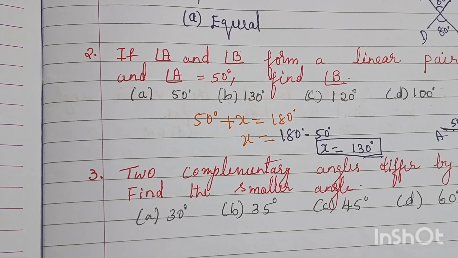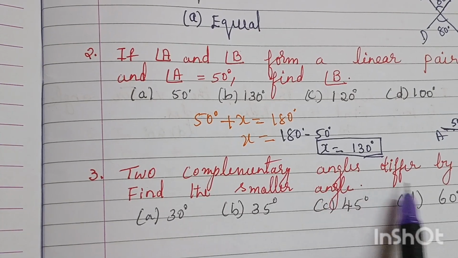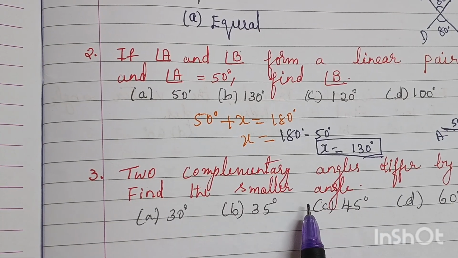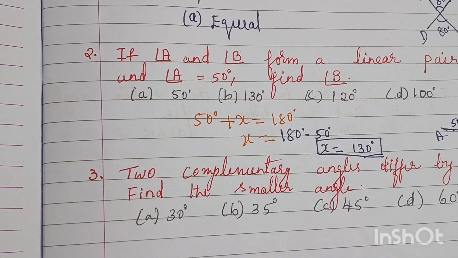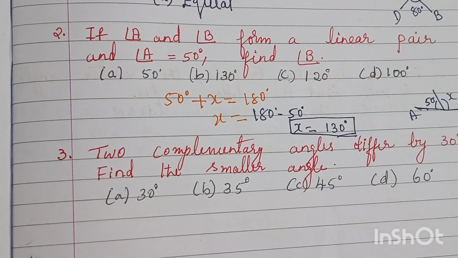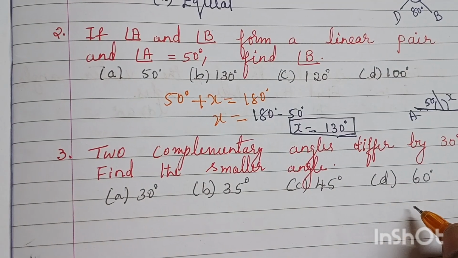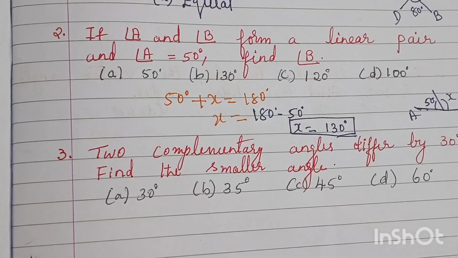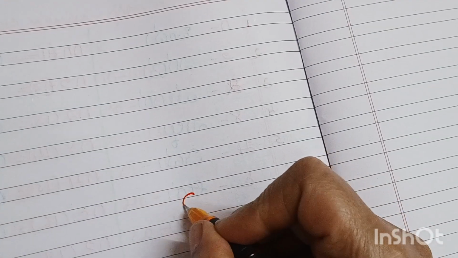Next question. Two complementary angles differ by 30. Find the smallest angle. Complementary means the sum is equal to 90 degree. What shape does supplementary look like? It looks like S, right? Supplementary, the shape looks like S. So we have to remember 180.